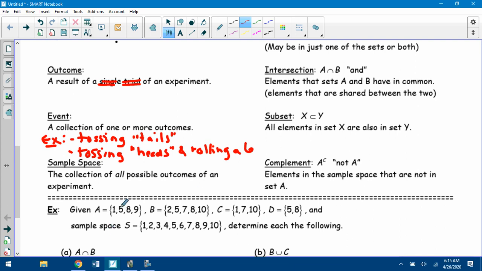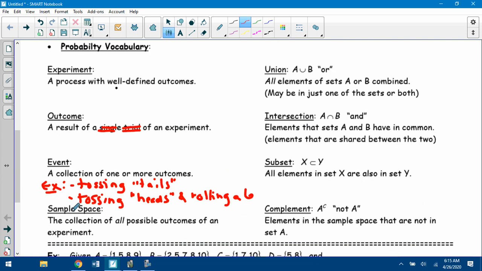Sample space is the collection of all possible outcomes in an experiment. For my coin toss, it's just heads or tails. But if I was tossing a coin and rolling a die, there'd be more outcomes. It'd be heads in 1, heads in 2, heads in 3, all the way up to heads in 6, or it could be tails in 1, tails in 2, all the way up to tails in 6.